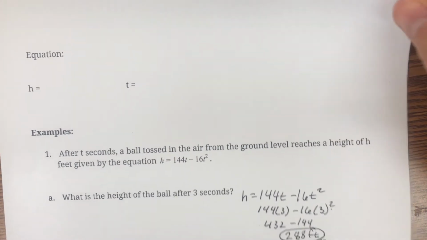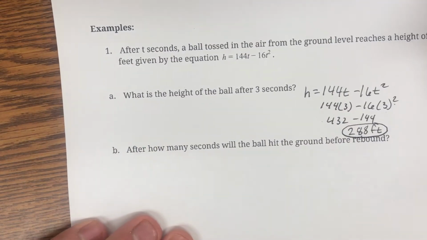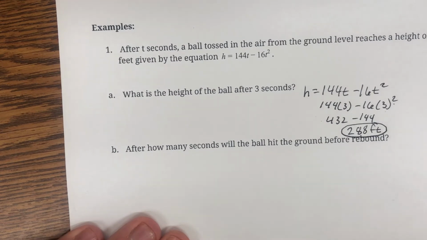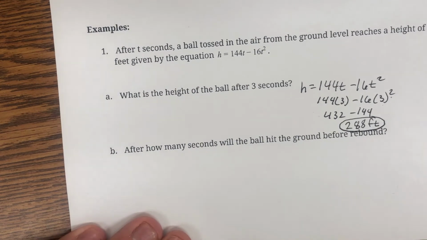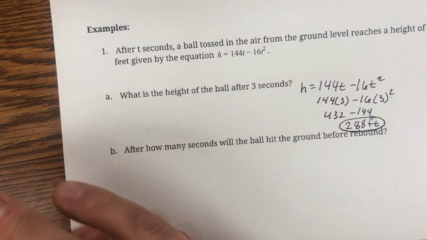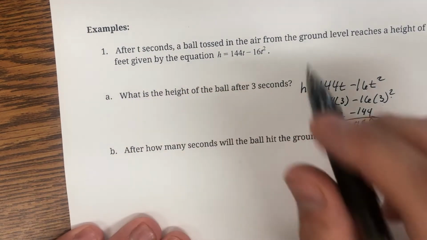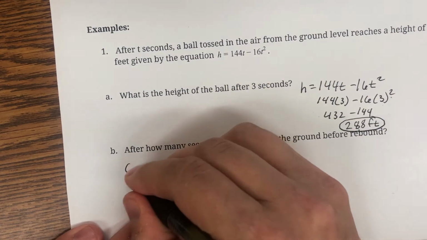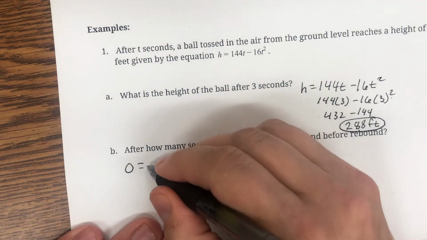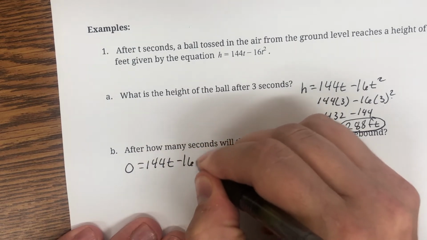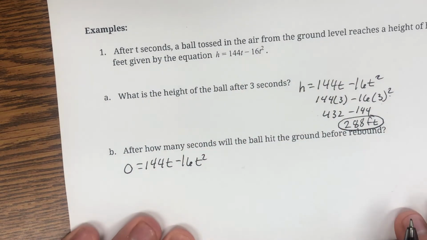The next question asks us, after how many seconds will the ball hit the ground? So we have to figure out when it has a height of 0. Obviously it has a height of 0 right when it initially gets tossed, and then at some point in time when it comes back down. So when we solve this, we're going to let h be 0 because it's on the ground. And then we have 144t minus 16t squared. That was the original equation.